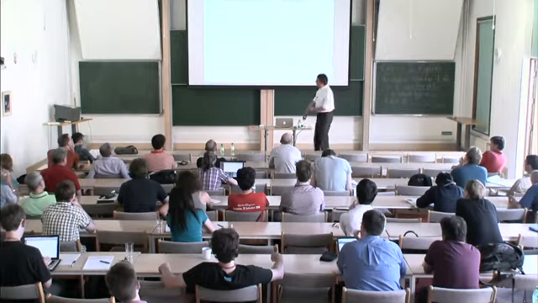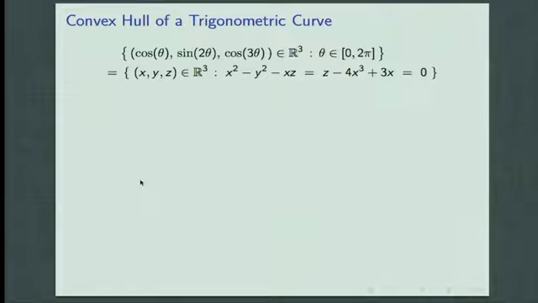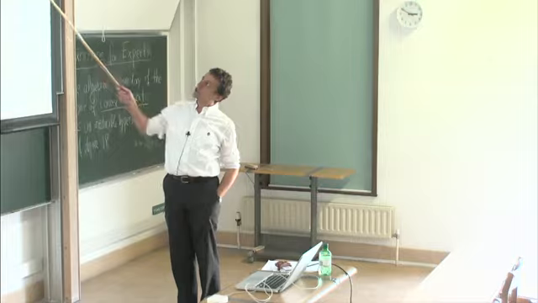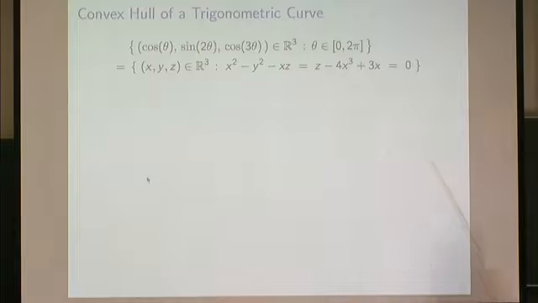Here's one example. Let's take a trigonometric curve parametrized by cosine theta, sine 2 theta, cosine 3 theta. Now, those are, of course, polynomials, right? Secretly, trigonometric functions are polynomials, so we can rewrite this as the intersection of a quadratic surface and a cubic surface in three-dimensional space. So that's a space curve of degree 6.